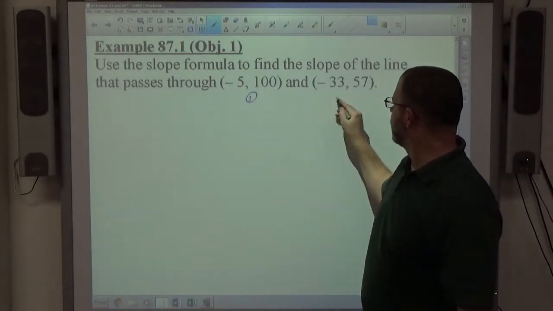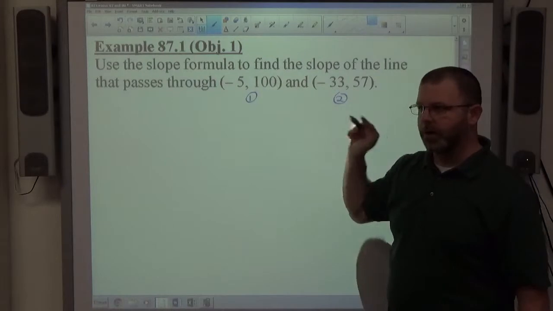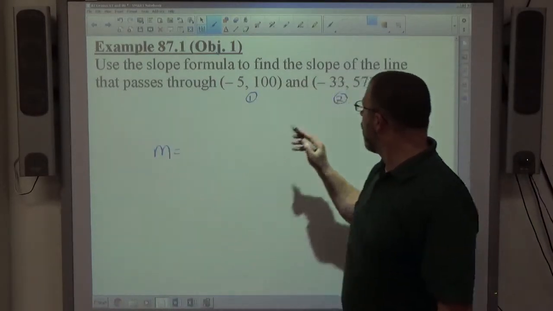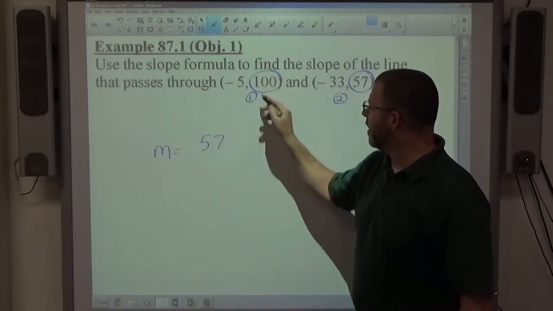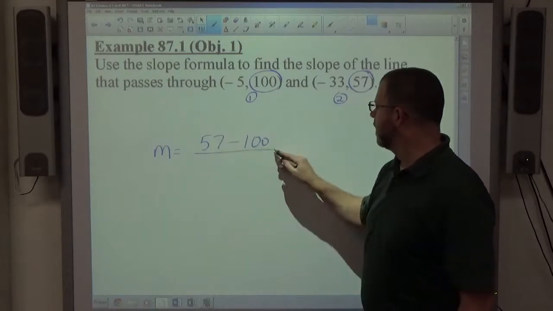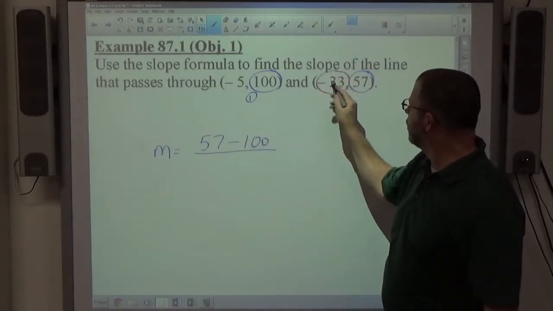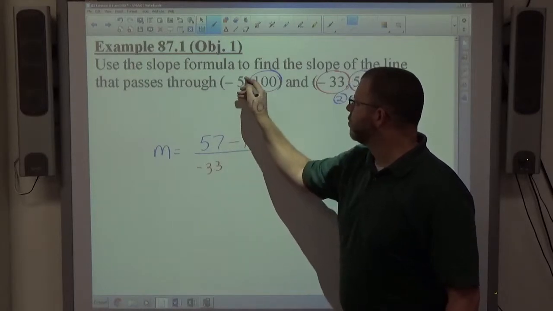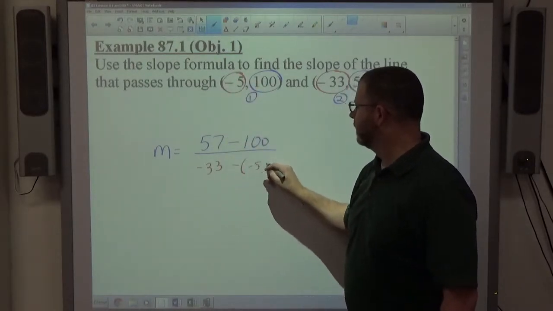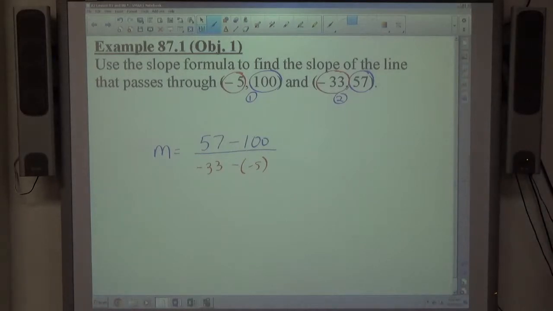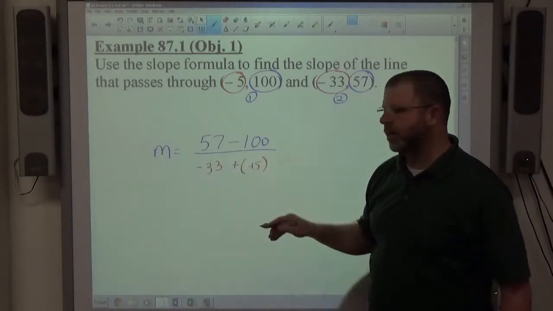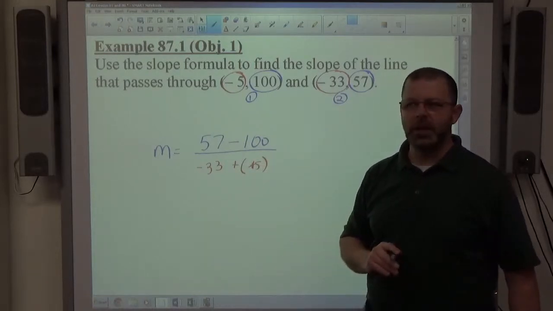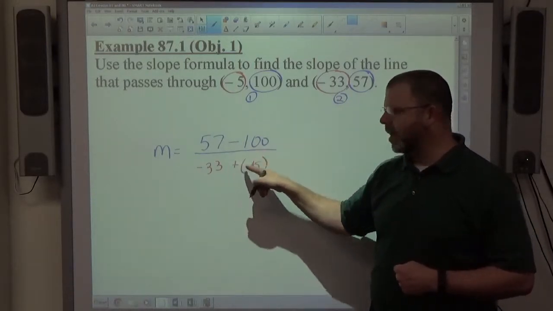Point 1, and then point 2 is this one, right? So subscripts 2, subscripts 1. If I apply the slope formula, y2 is 57. I'm going to subtract y1, that's subtracting 100. Then x2, I'm putting negative 33, subtracting x1, like so. The formula says subtract, so I write subtraction. When I do write subtraction, minus and negative becomes addition. Okay, that is allowed to happen. Just keep that in mind: the formula says subtract, minus minus means plus.